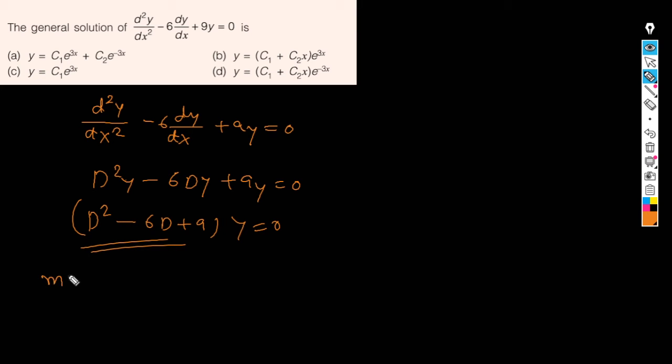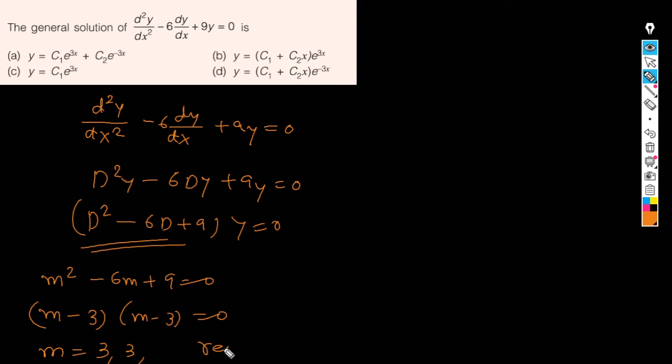If I write the auxiliary equation, m square minus 6m plus 9 is equal to 0. If you find the roots of this equation, it is (m minus 3)(m minus 3) is equal to 0. So m is equal to 3 and 3. So the roots are real and repeated roots.